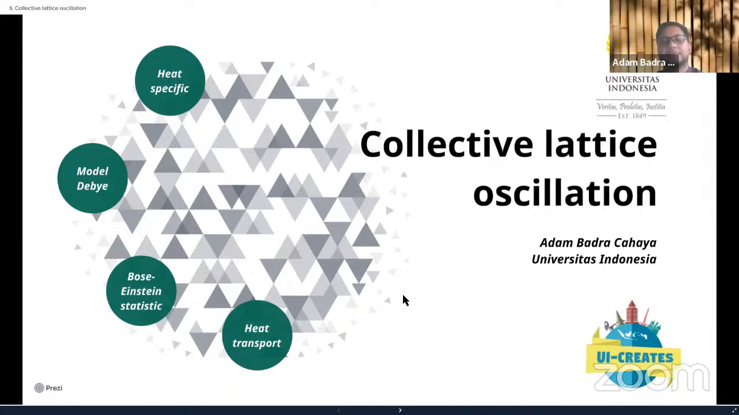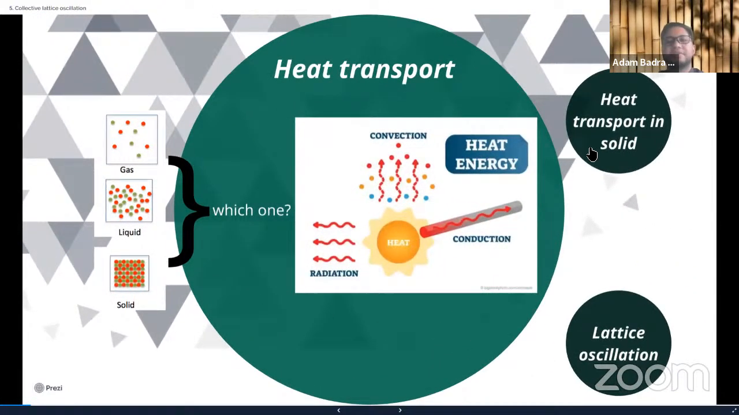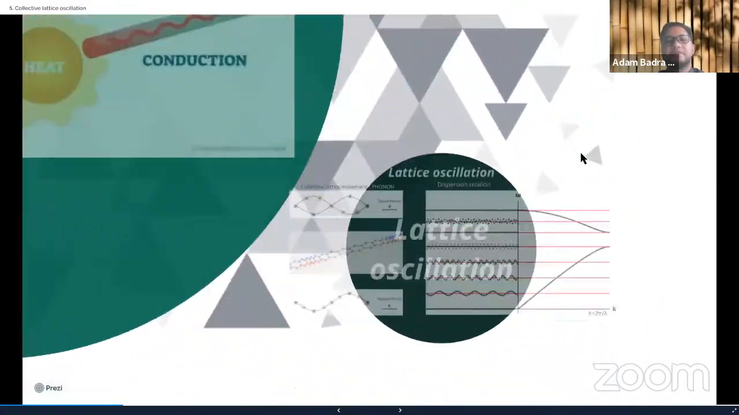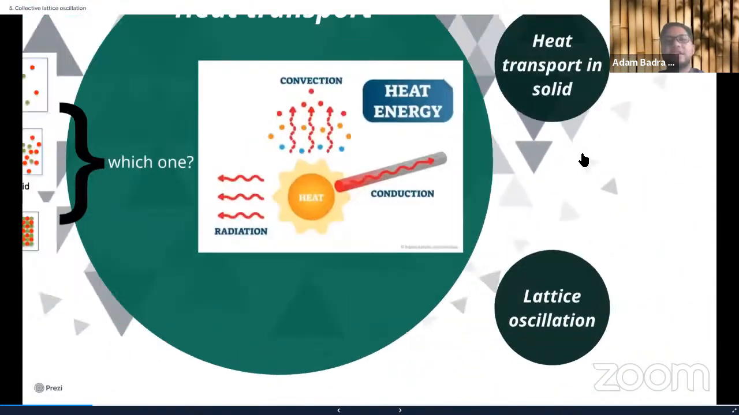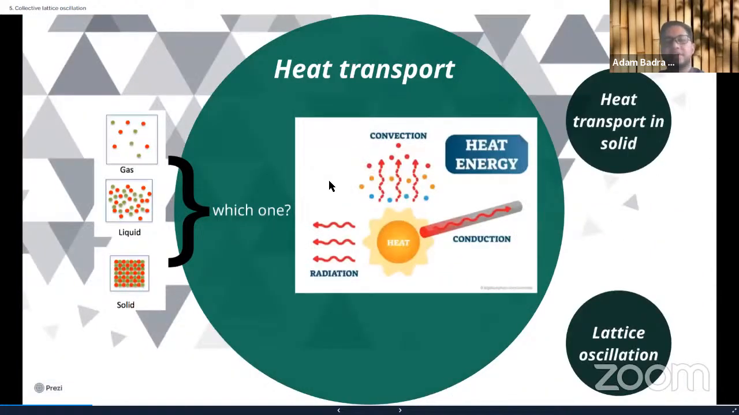So let's now focus on the collective lattice oscillation. And this collective lattice oscillation, of course, cannot be treated individually. This Einstein solid is not a full quantum description of what's happening in a solid. It somehow implements quantum energy, but we need to discuss it more.